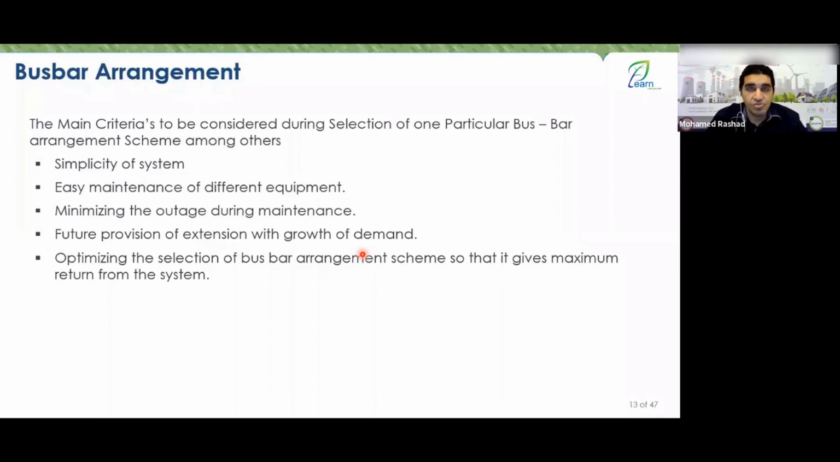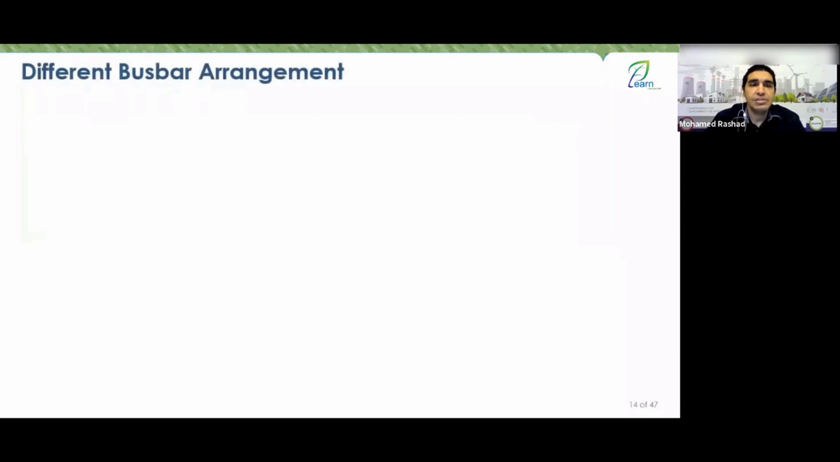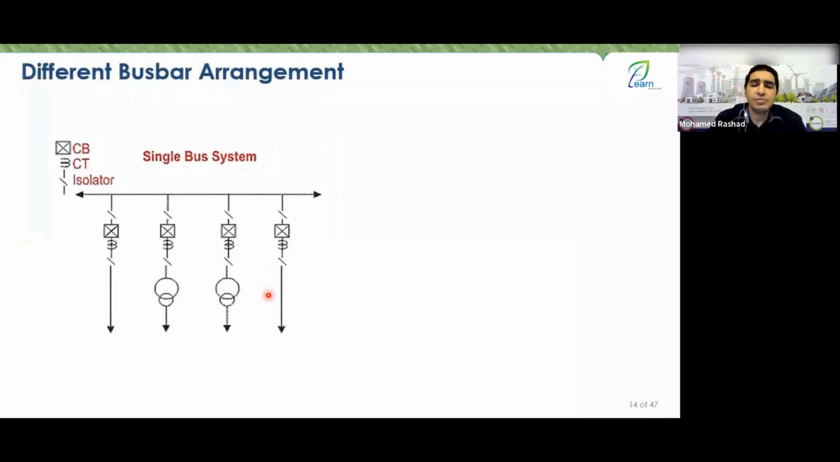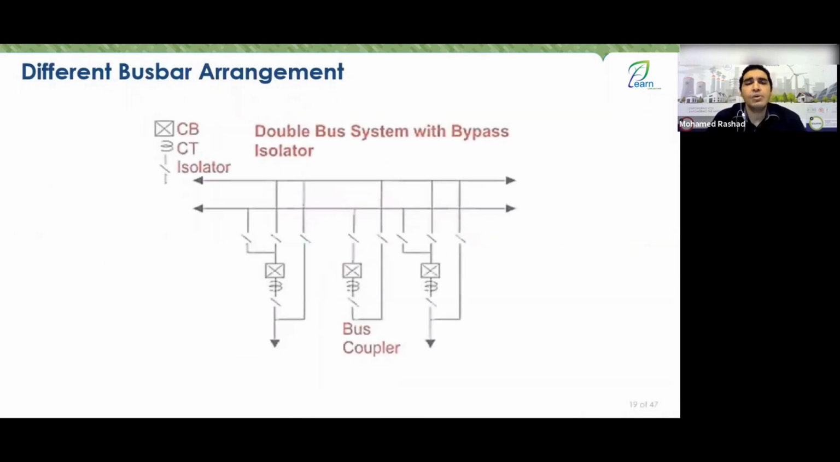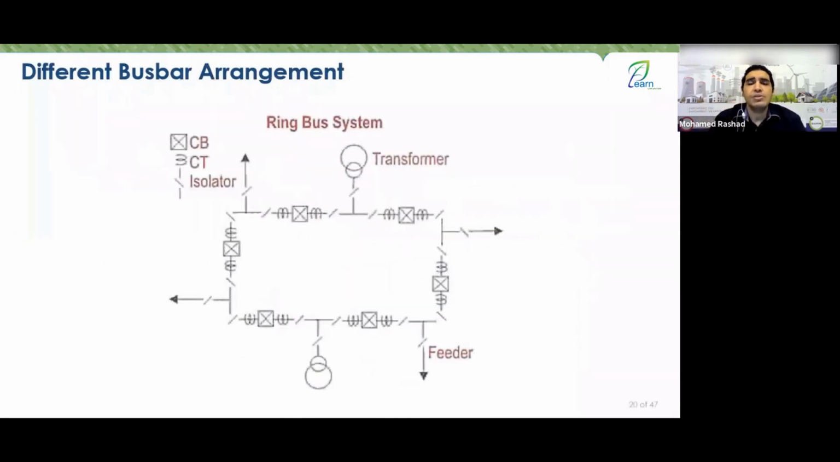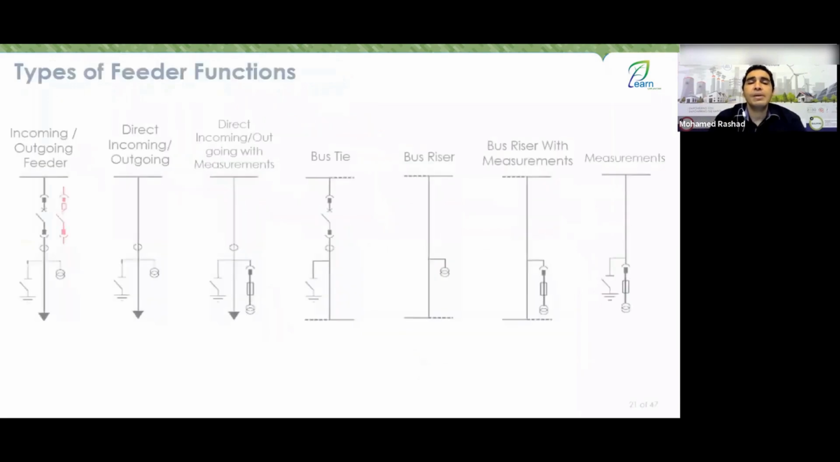So what's the solution? What should I get? Here, there are solutions, but I'm not talking about the connection. Optimizing the selection of bus arrangement scheme so that it gives the maximum return from the system. Let's see how we can use this. Let's look at the different bus arrangements. Of course, here you have several types of bus bars. I will lay them all out for you, not just in the medium voltage bus bar that I have.